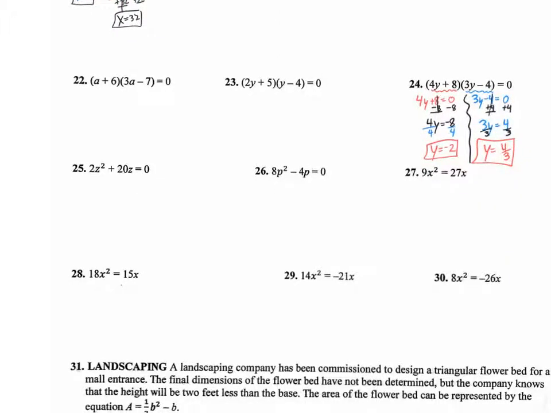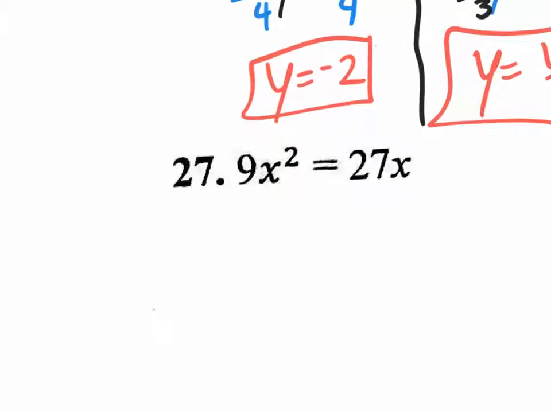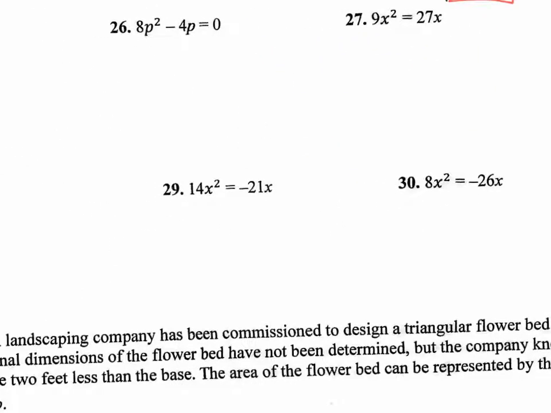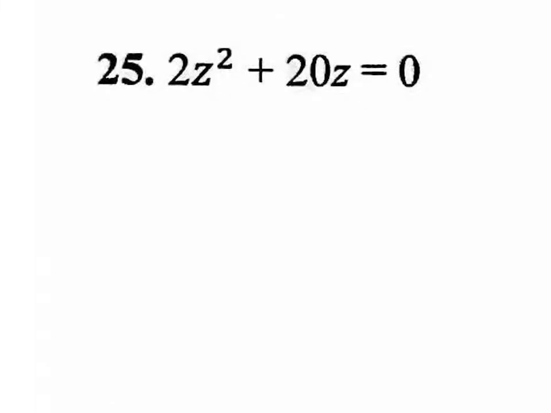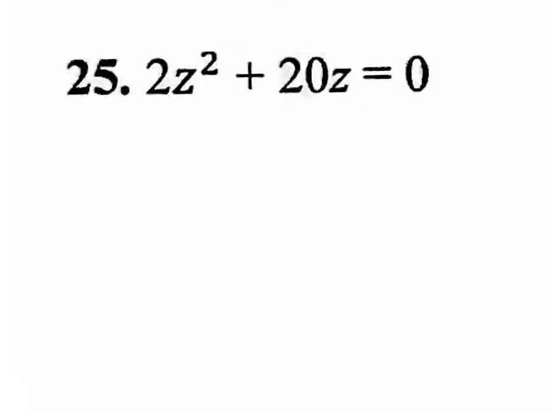Exactly. 25 through 30 are not factored. And some of them are not even set equal to 0. Like 27 is not equal to 0. 29, 30 not equal to 0. So let's go with number 25. It's not in factored form. We don't have any parentheses there. So the question is, what could I factor out of number 25?